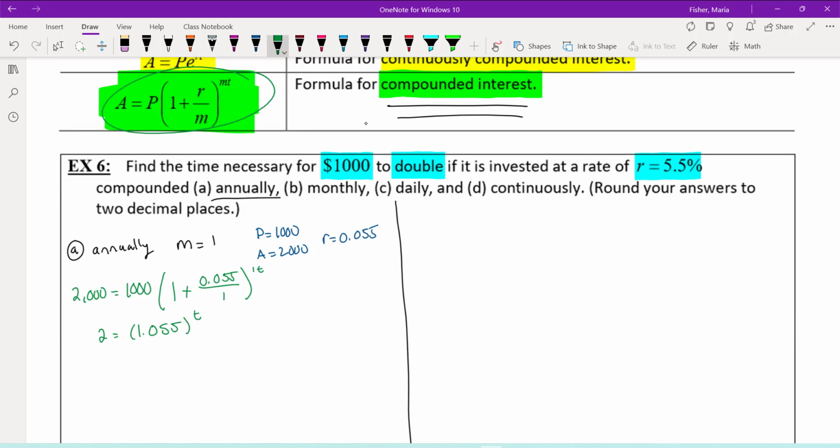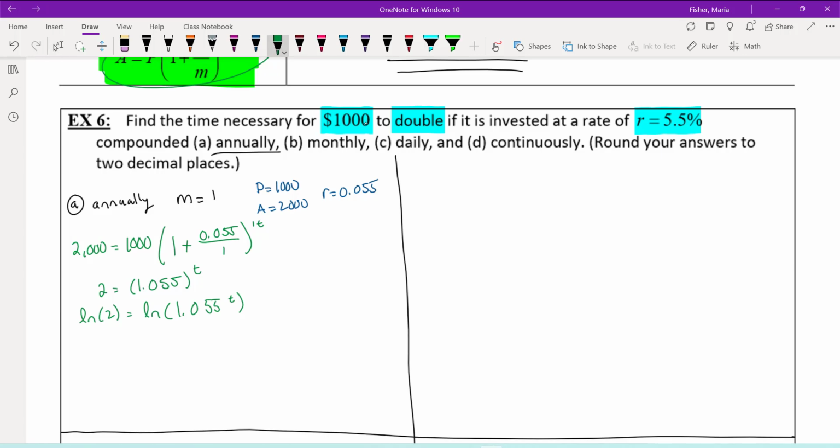Taking the natural log of both sides to solve for t, we get the natural log of 2 is equal to the natural log of 1.055 raised to the t. Using the power to product rule, making this t come out and multiply the front, we get the natural log of 2 is equal to t times the natural log of 1.055. Solving for t, we get that t is equal to the natural log of 2 over the natural log of 1.055. Using a calculator to figure out what t is approximately to 2 decimal places.